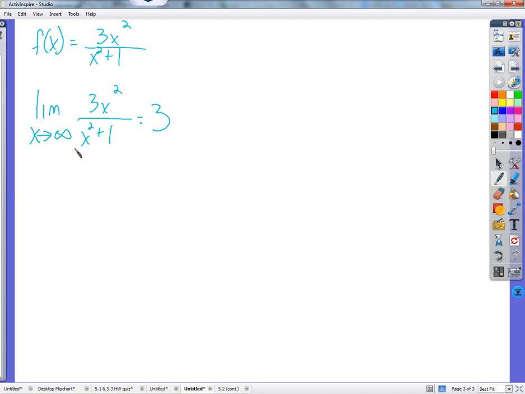Negative 2, or 2? Still 2. Why is it still 2 and not negative 2? It's an even degree. So an even degree will always, even if you put a big negative number in there, square it and it'll come out positive. There's nothing to turn it negative. Okay, so let's pause here for a second and talk about this number 8.